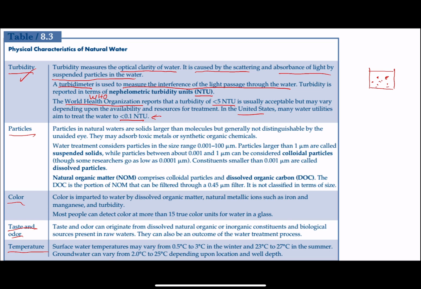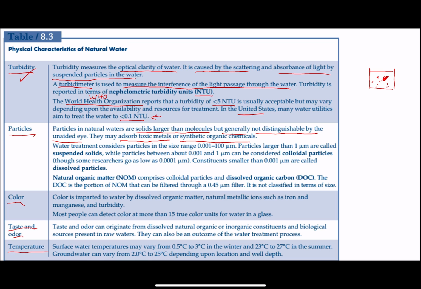This is turbidity. Particles in natural waters are solids, larger than molecules, but generally you can't distinguish them by the unaided eye. You need a microscope or some magnifying lens to look at this. The problem with these particles is that they may absorb toxic metals. You might drink particles that have some toxic chemicals inside, such as synthetic organic chemicals.